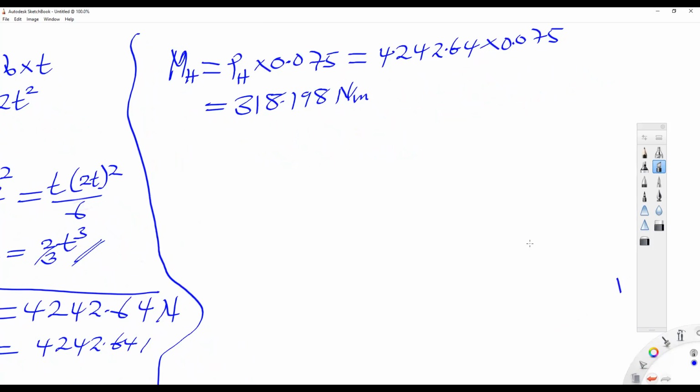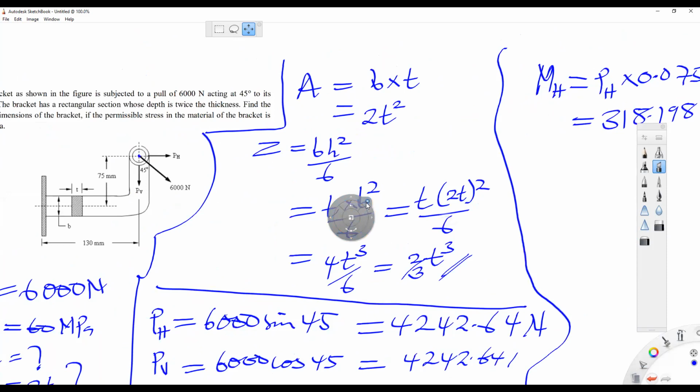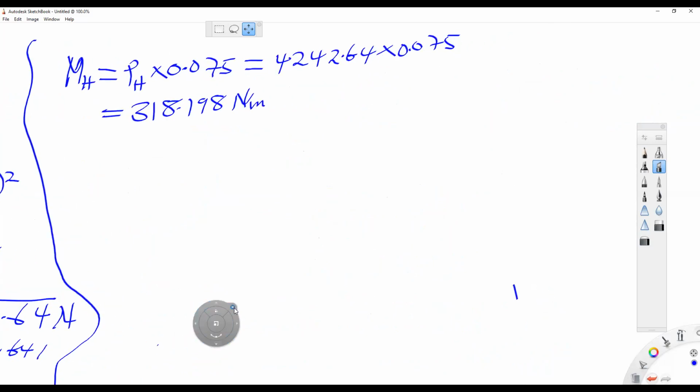All right, so let's determine the bending moment with respect to the vertical component. The vertical component, again, if we look at the diagram, makes a distance from the neck of the bracket to the point where the load is acting of 130 millimeters. So again, we have the bending moment for the vertical component, MV, equal to PV times 0.130.